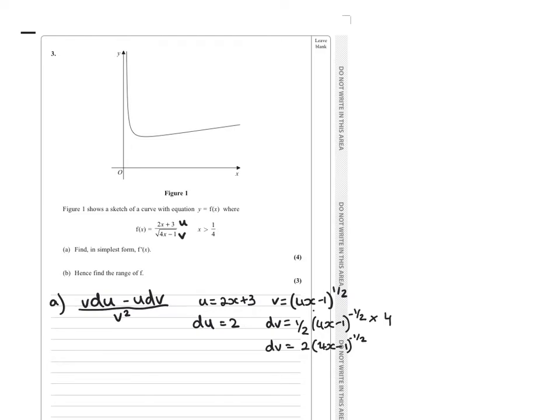Okay? Then, ultimately, we have v squared. Now, we have 4x minus 1 to the power of a half, all squared. That actually just gives me 4x minus 1. Okay, so I've got everything I need.